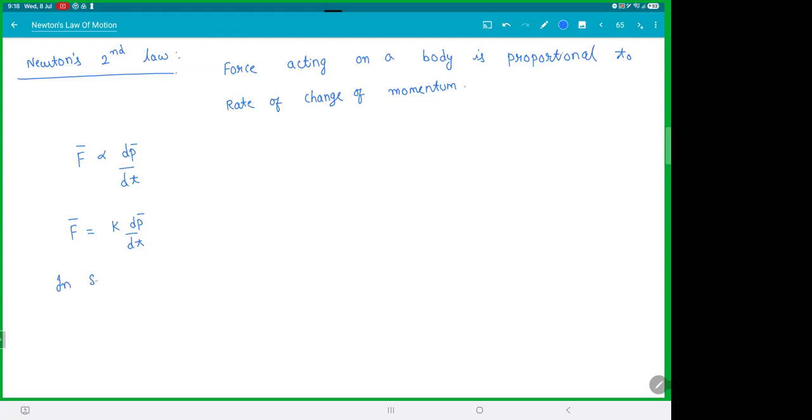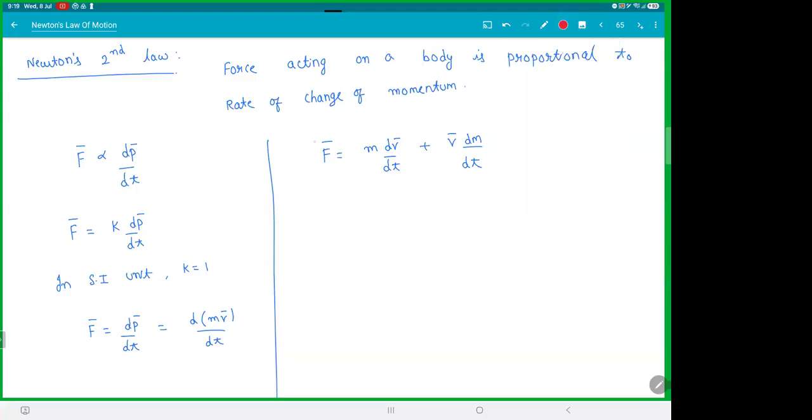If you take SI units, kg meter per second, this K value becomes 1. That means if you don't take SI units, if you take CGS units, K will not be 1. Then it becomes F is equal to dp bar by dt. But what is P bar? Mass into velocity. Then we have our product rule. So force is equal to m into dv bar by dt plus v bar into dm by dt. This is the actual equation. So again, remember, someone asks you what is Newton's second law, you will say F is proportional to dp by dt. That's it.